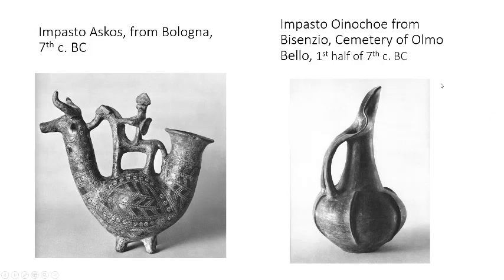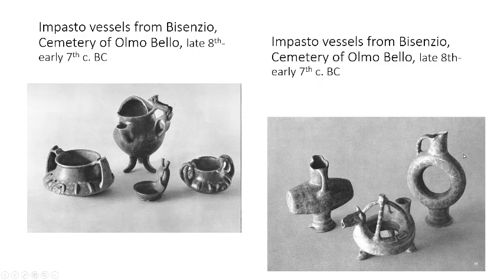impasto, dating from the 7th century, a type of pitcher called an oinochoe. A couple more impasto vessels dating from the 7th century. You can see a wide array of different shapes.